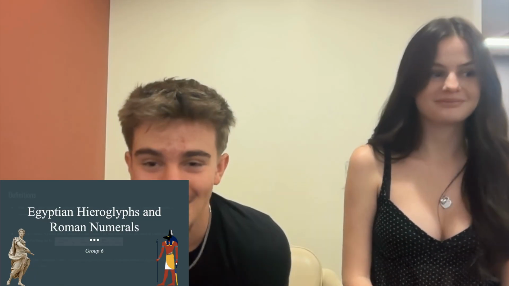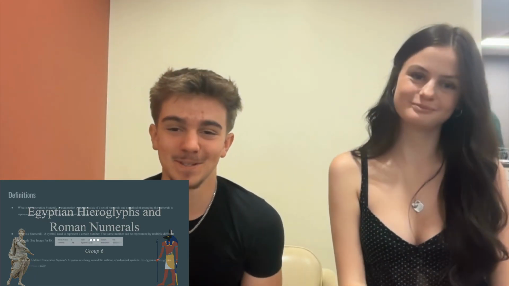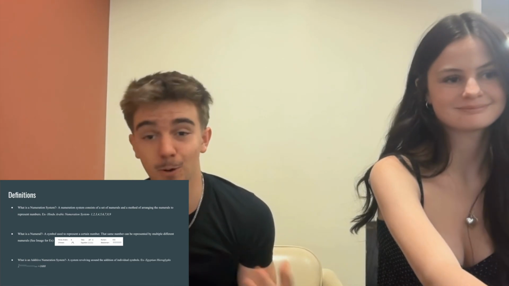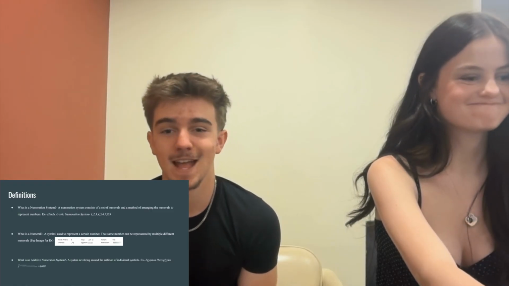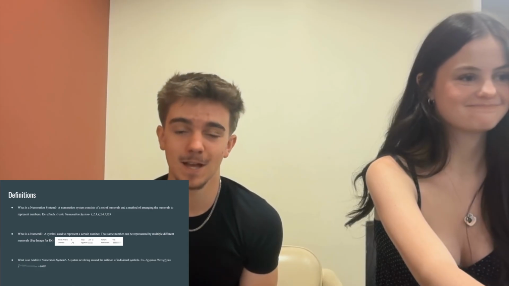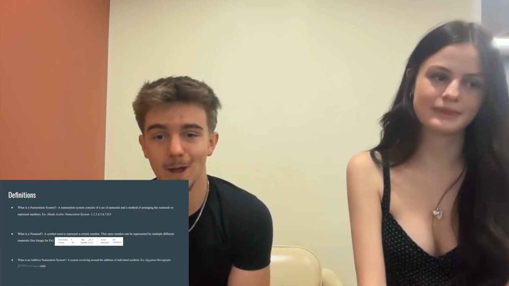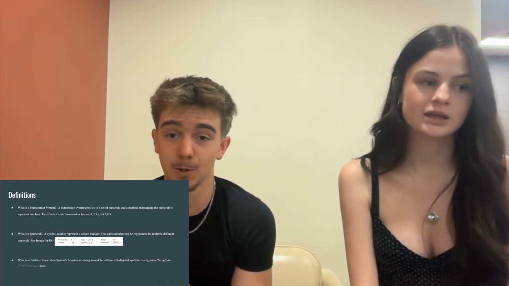The first thing we're going to start with is the definitions for our topic. It's really important to get a base head start and a mental understanding before dealing with hieroglyphs and numerals. Basically, they're all numeration systems, and a numeration system is a set of numerals, a method of arranging the system. Think of Hindu Arabic: 1, 2, 3, 4, 5, 6, 7, 8, 9. It's stuff we use every day, you just probably don't realize it's part of a numeration system.